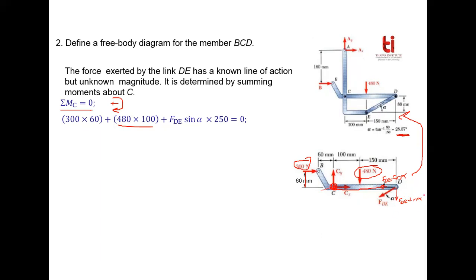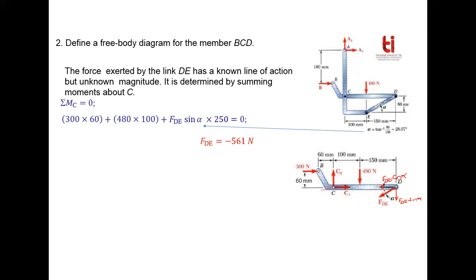Just the vertical component, that is FDE sine alpha, will produce some moment. So what will be the magnitude of the moment produced by this FDE sine alpha? FDE sine alpha into this perpendicular distance. This perpendicular distance is 100 plus 150, that is 250. So FDE sine alpha into 250 is equal to 0. If you solve this equation, then you can easily find FDE. So FDE will be minus 561 Newton. That means you can just reverse the direction assigned on this FBD.